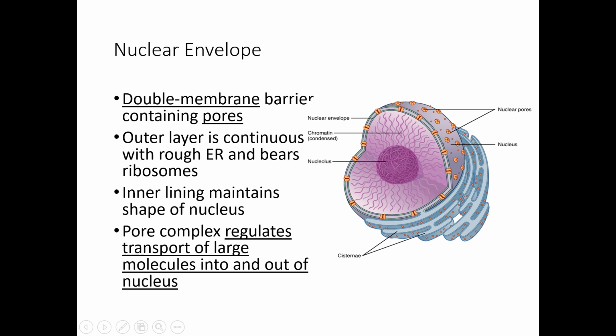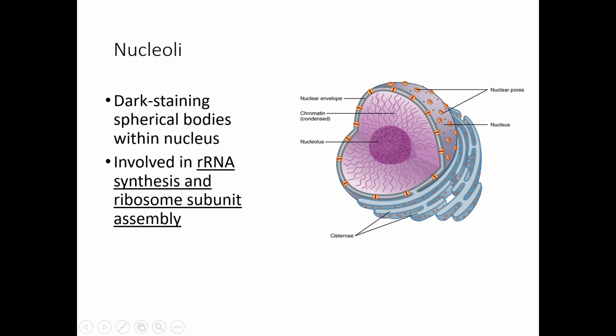We start from the nuclear envelope. The nuclear envelope is a double membrane with pores, and it regulates transport of molecules into the nucleus and out of the nucleus. Next one, nucleoli. Nucleolus, that's single, and nucleoli would be plural. So nucleolus is sitting in the center of the nucleus, and it is involved in RNA synthesis and also assembling of ribosomes. That's its function.